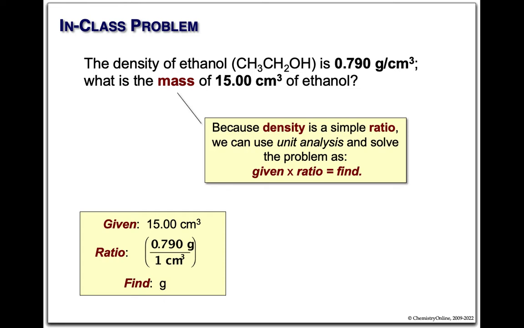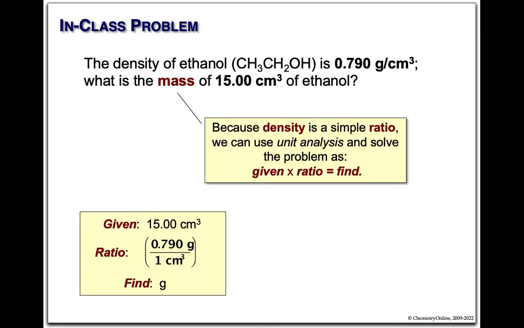Our given here, 15 cubic centimeters of ethanol. Okay? The ratio. For the ratio, we're going to use the density. This is 0.79 grams divided by 1 cubic centimeter. That's a ratio. Given ratio, we're trying to find grams.